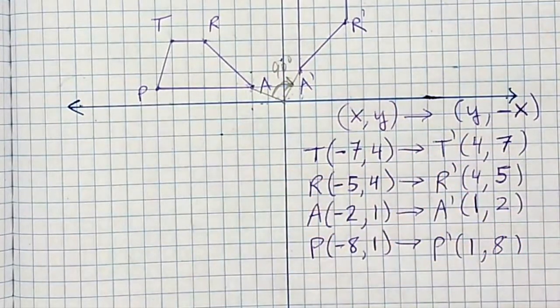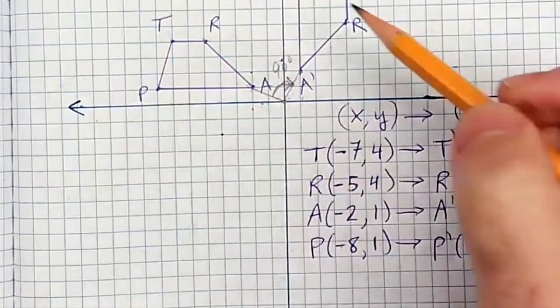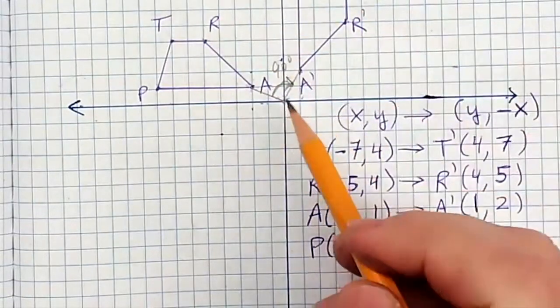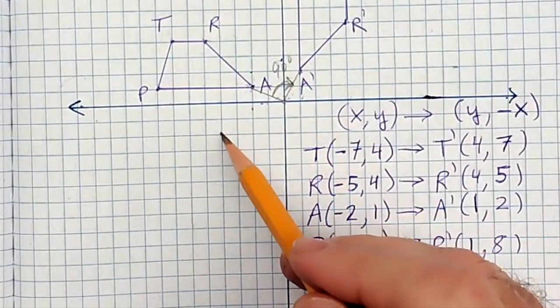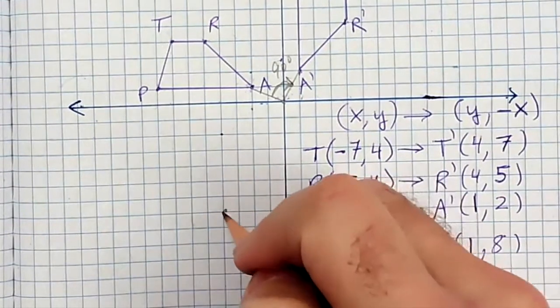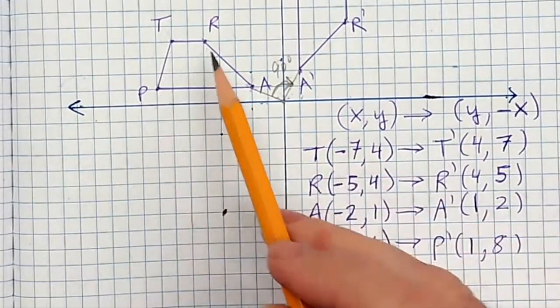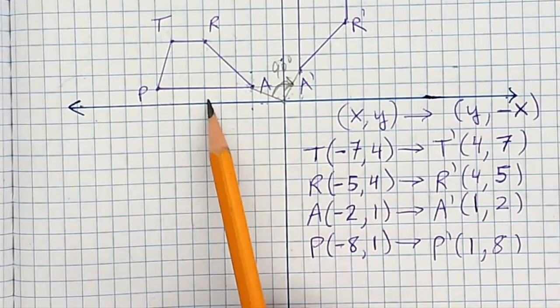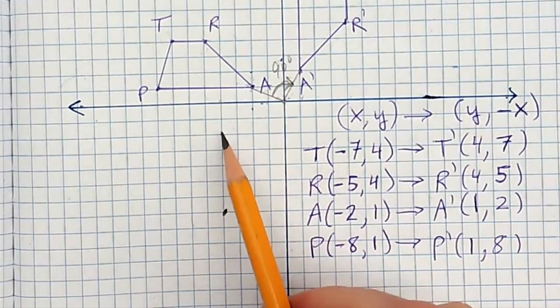So I could plot that really quickly, right? Since T is over 7 up 4, I'm going to go over 4 and down 7. 1, 2, 3, 4, 5, 6, 7. And that will be my T. And then my R is going to be over 5 and 4. So I go 4 and 1, 2, 3, 4, 5.